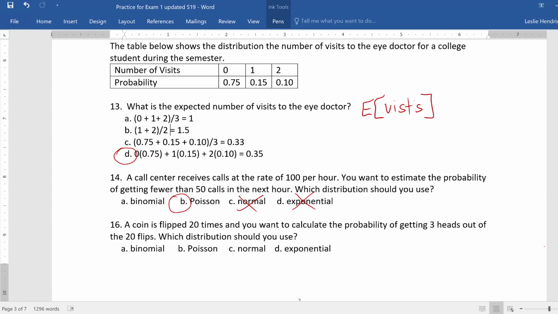Question 16, a coin is flipped 20 times and you want to calculate the probability of getting 3 heads out of the 20 flips. Which distribution should you use? Again, we're counting something, the number of heads on coin flips. So it's discrete, it's not any of these continuous distributions. We're not counting the number of events in a certain interval. So here, we're just interested in a number of successes. It's a binomial distribution.